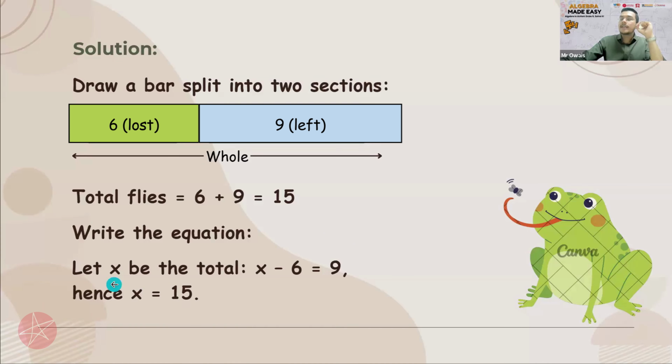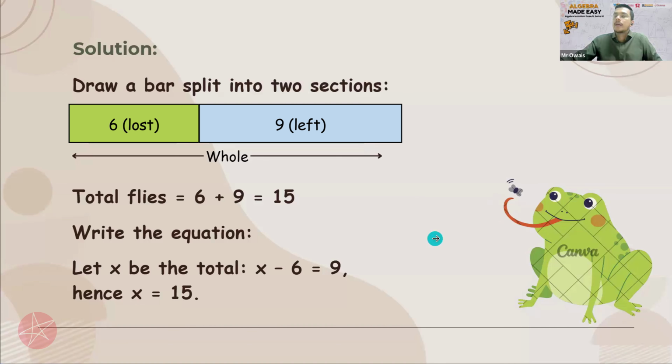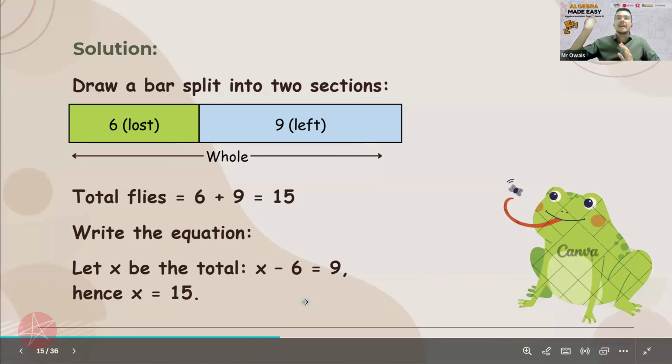Remember, I mentioned that in algebra, we use symbols to write down unknown quantities. So in this case, the unknown quantity was actually the total number of flies, right? We didn't know how many flies that Frogsy had. So we say that let X be the total number of flies. And then because he lost 6, right? 6 of them, imagine that they fly away.